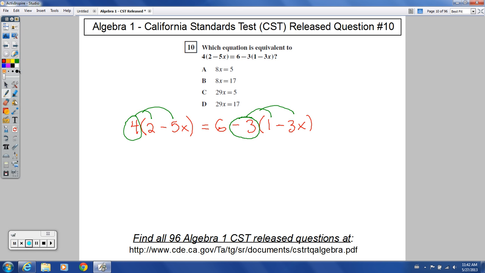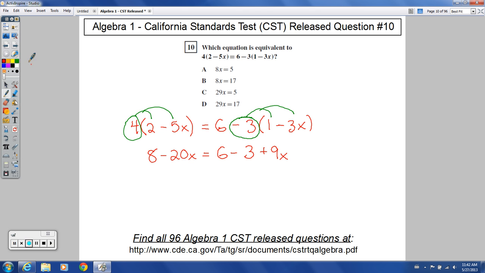And so we have 4 times 2, that's 8. 4 times negative 5 is negative 20. This is going to equal 6 minus 3 plus 3 times 3 is 9. I have negative times a negative makes positive, and I have 9x over there. Does that look like one of our answers? Well, no, not yet. Looks like we've got to get the x's on one side, on the left side specifically, and the regular numbers on the other side.